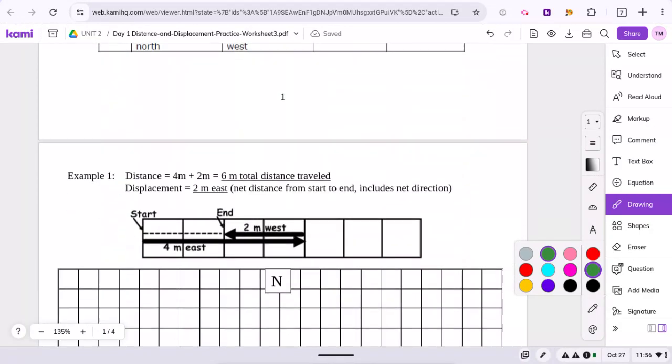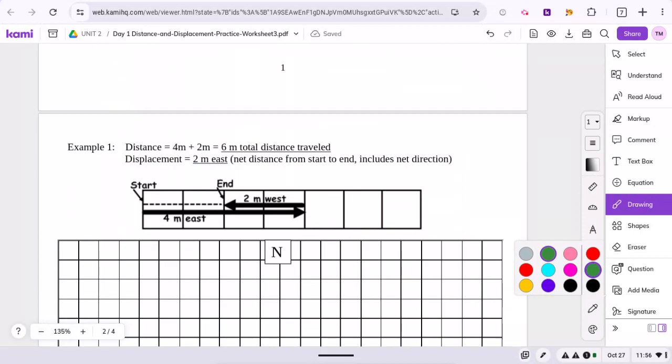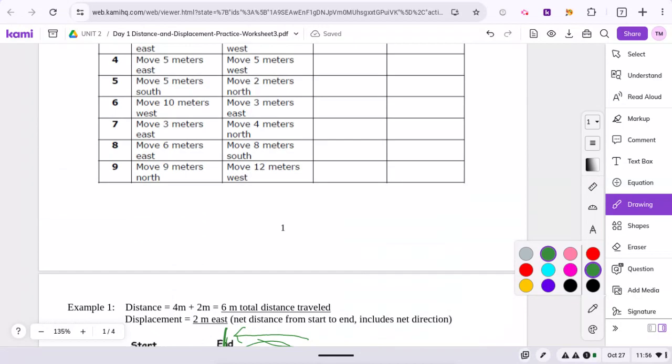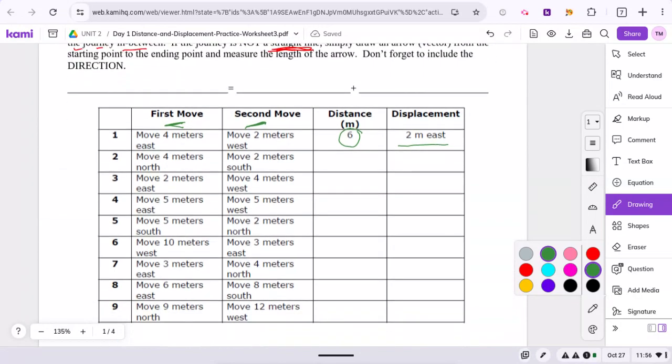Because let me show you here, according to this, right? So you're going 4 meters east, and then you're going 2 meters west. You'd end up here. Your displacement would only be 4. The distance you traveled would be a total 4 and 2, which would be 6. I'll show you on the next one. It should be easier to follow.